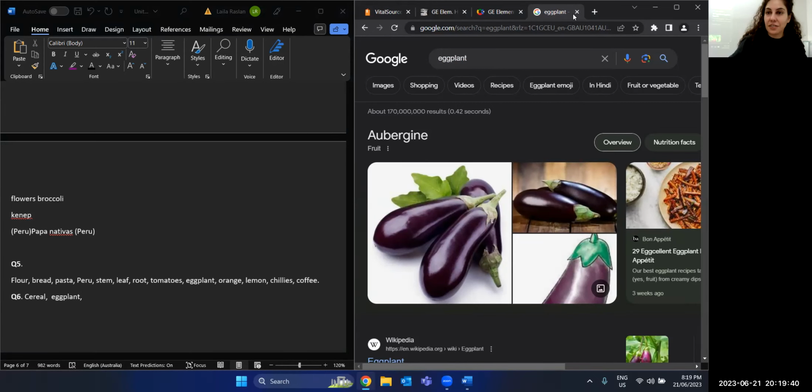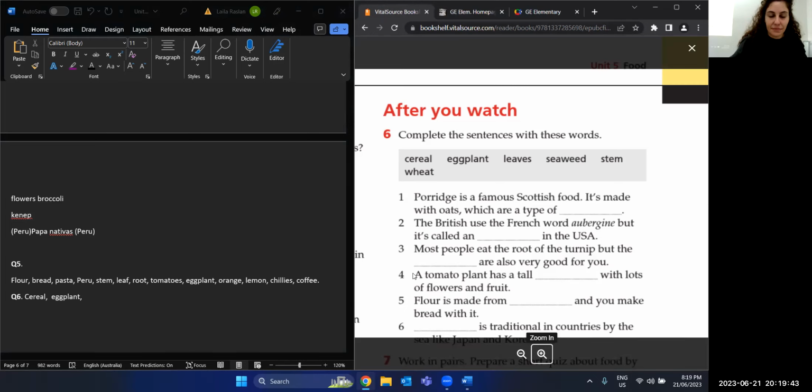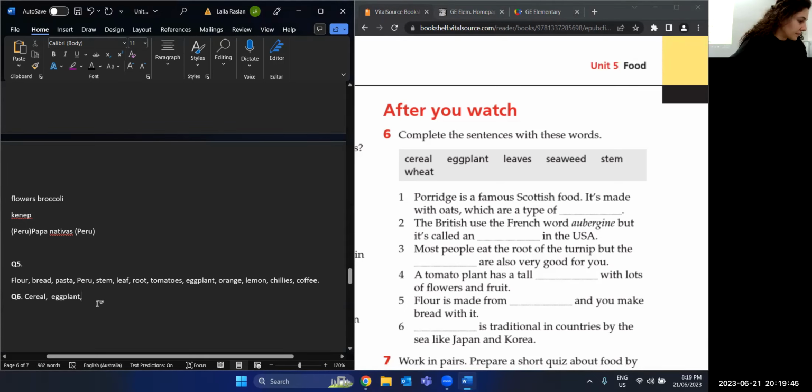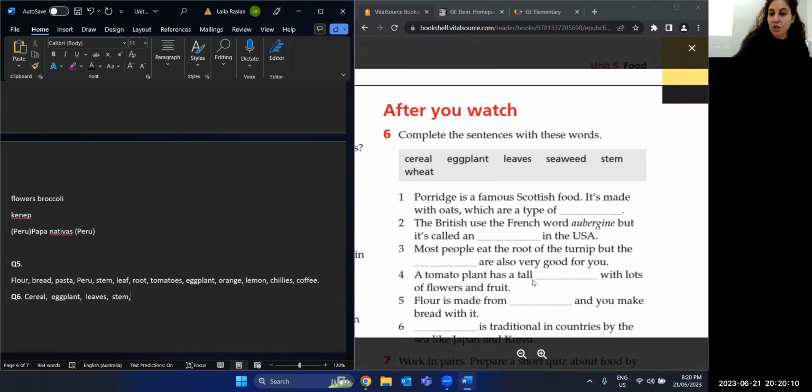Number 3, Fernando. Yeah, but the leaves are also very good for you. 4, odulon. Stem. Yes. So stem. A tomato plant has a tall stem with lots of fruits and flowers.